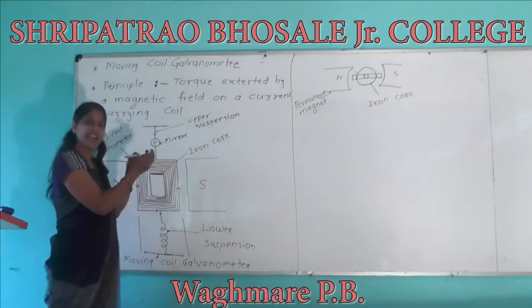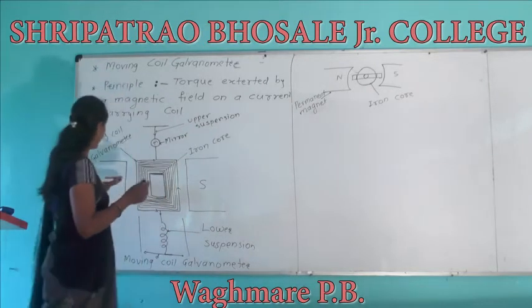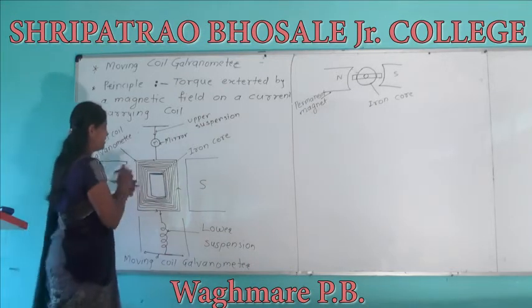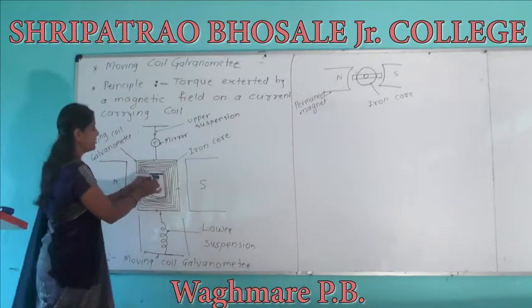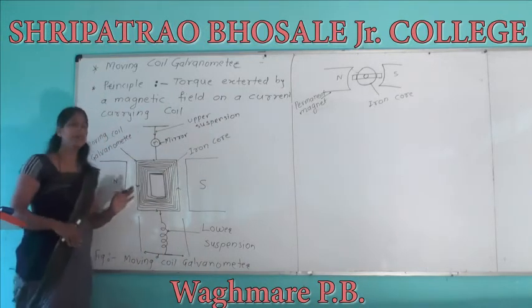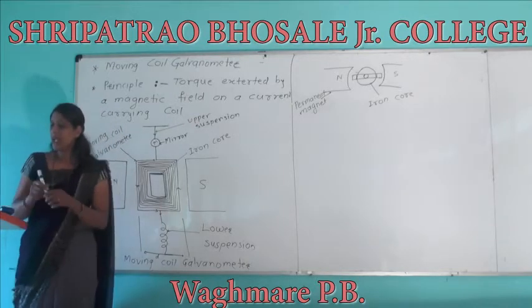Therefore, we can say that the area vector is perpendicular to the direction of the magnetic field. This is the direction of the magnetic field, and this is the direction of the area vector. Therefore, this is perpendicular to the direction of the magnetic field.